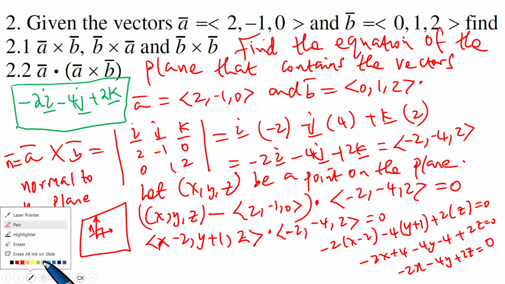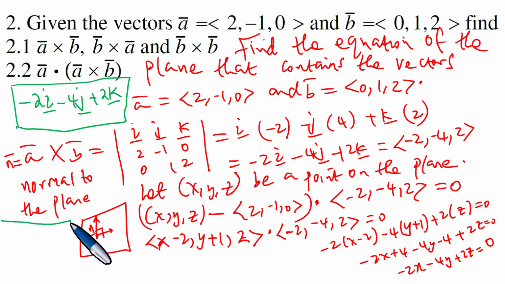So this means if you have minus 2x minus 4y plus 2z equals 0, you divide through by negative 2. If you divide through by negative 2, then you have x plus 2y minus z equals 0.